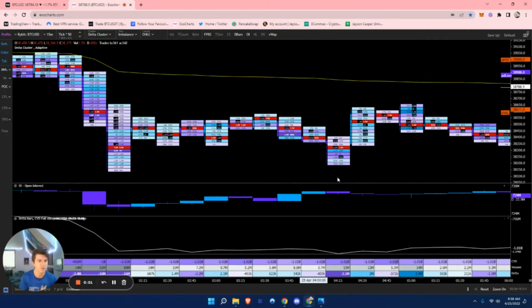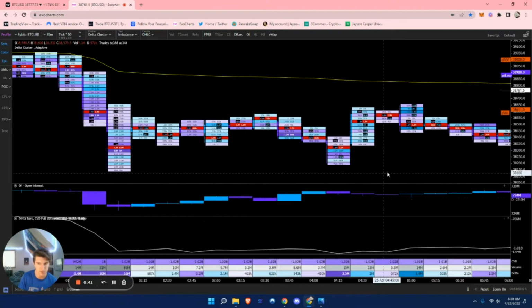Going off of CVD, this is the thing I really want to talk about, and this is identifying absorption. Absorption is basically when a large player is setting limit orders and sucking up all of the small retail traders' orders, really trying to reverse the direction of the market. An easy way to identify this is with divergences of CVD and price. The main factor you want to look for is hidden bullish or bearish divergences between CVD and price.